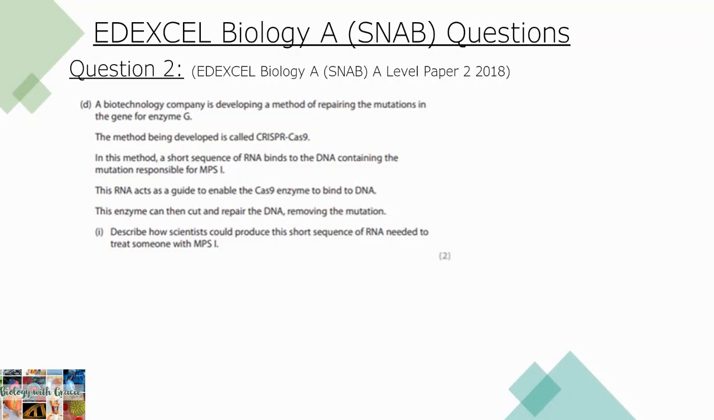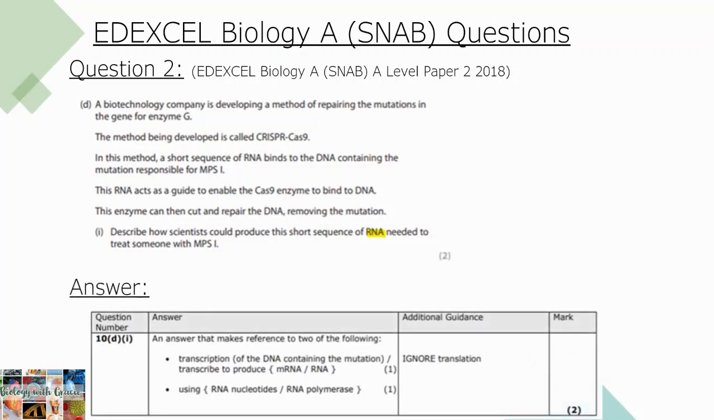So again, we've got a lot of information for this particular question, but all it's asking us is how we can produce RNA nucleotides at the end of the day. So here it says, describe how scientists produce a short sequence of RNA. So RNA is, of course, a nucleic acid. So in order to produce it, we need to transcribe the part of the DNA which contains the mutation, and this is going to produce the mRNA structure. And then we can use the RNA nucleotides to form this mRNA structure. And we can see our answer there.